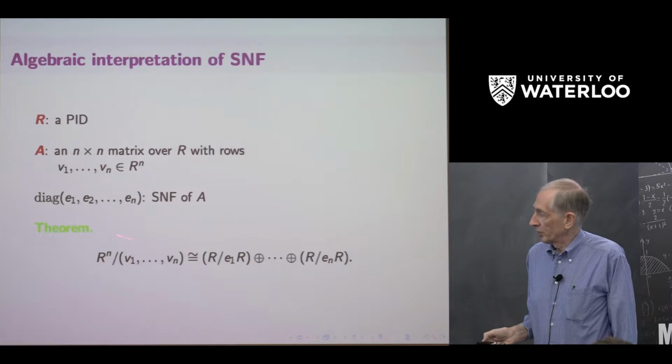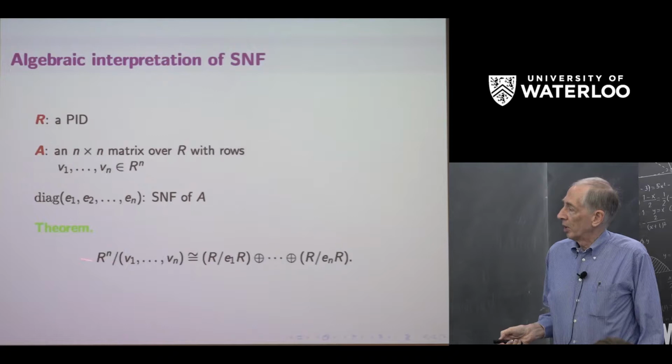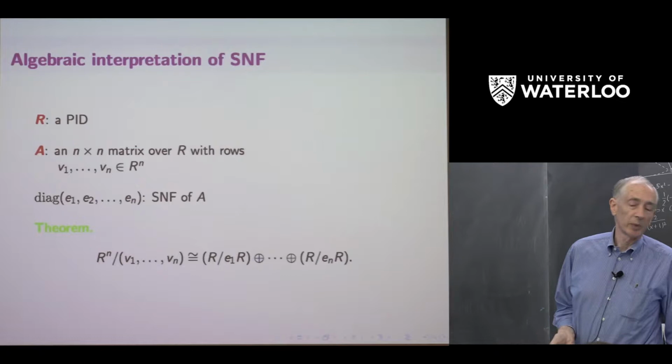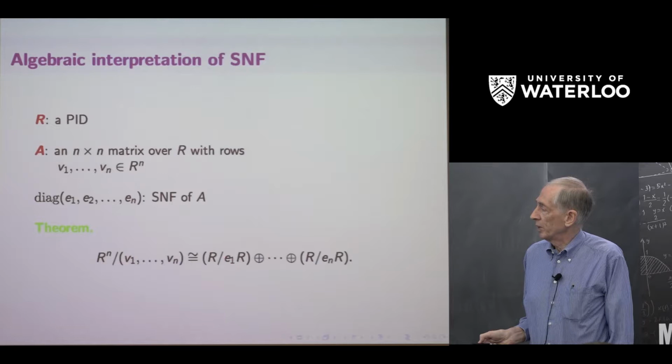Then, it's not hard to prove that if we look at the free R-module R^n modulo the rows V1 up to Vn, these n rows of our matrix A, this is a finitely generated module over a PID. You remember your algebra, it's a direct sum of cyclic modules, modules with one generator, that is, R modulo some principal ideal. And the generators of these principal ideals are these diagonal elements of the SNF.